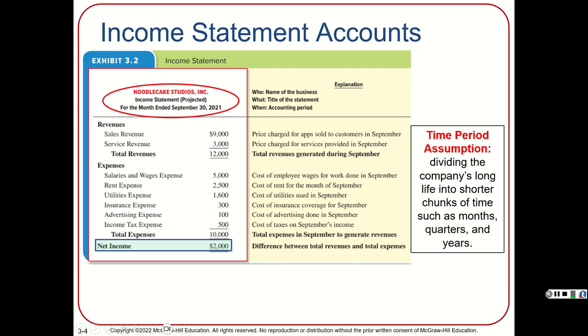It could say for the year to date September 30th, and that could be from January 1 through September, and it gives you year-to-date amounts for the revenues and expenses.